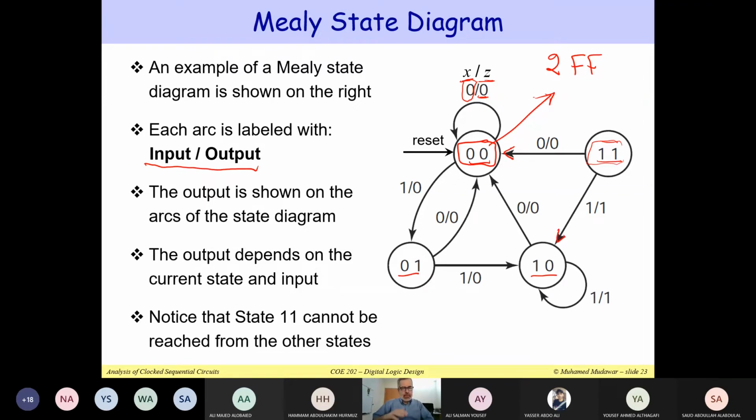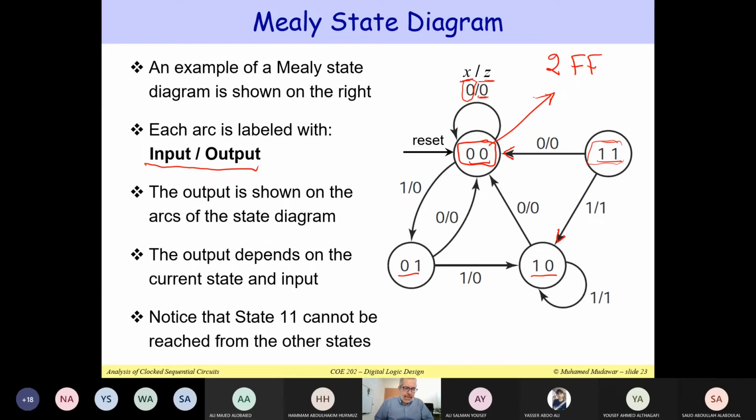So from state 0,0, you cannot really reach state 1,1. From state 0,1 or state 1,0, there is no transition to state 1,1. So for this reason, we can say that state 1,1 is unreachable. I cannot reach state 1,1 from any other state. So there is no transition to state 1,1. There is a transition out of state 1,1.